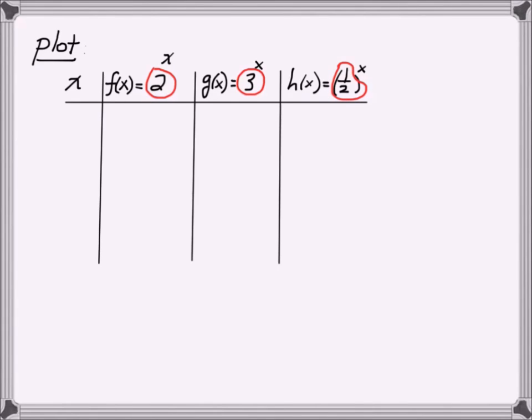In particular, I want you to observe the difference between graphs f and g, and also between f and h. When we graph exponential functions, we typically start by picking points around 0 and in both directions.